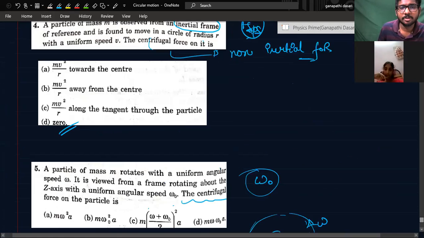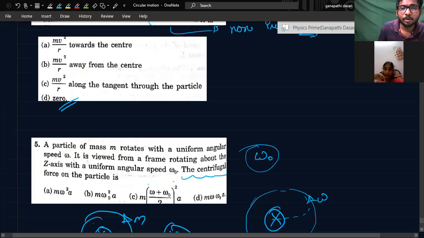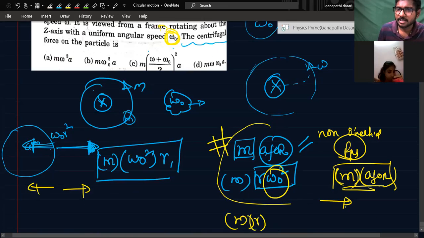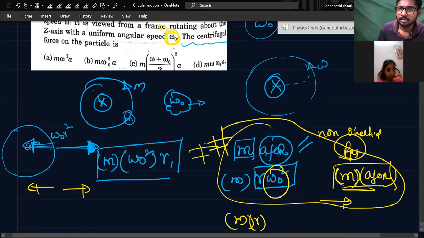See, you see here. It is viewed from a frame rotating about the z-axis with the uniform angular speed omega naught. The frame is rotating with the uniform angular speed omega naught. You got it? This is a concept. You remember this concept? Acceleration of the frame of reference, I told you. Yes, sir. If you are clear with this answer, there is no confusion whether we should write m omega square a or anything else. Directly you will get m omega naught square r; instead of r he took a. Okay.